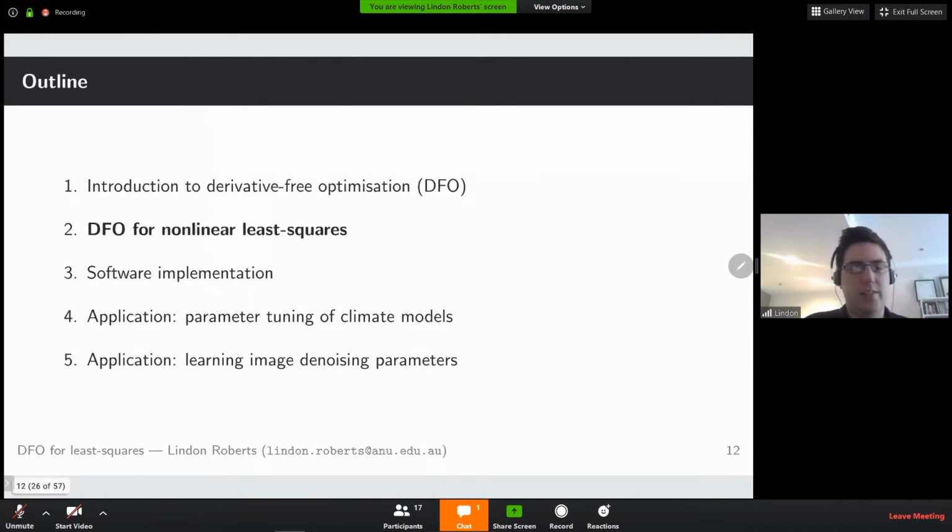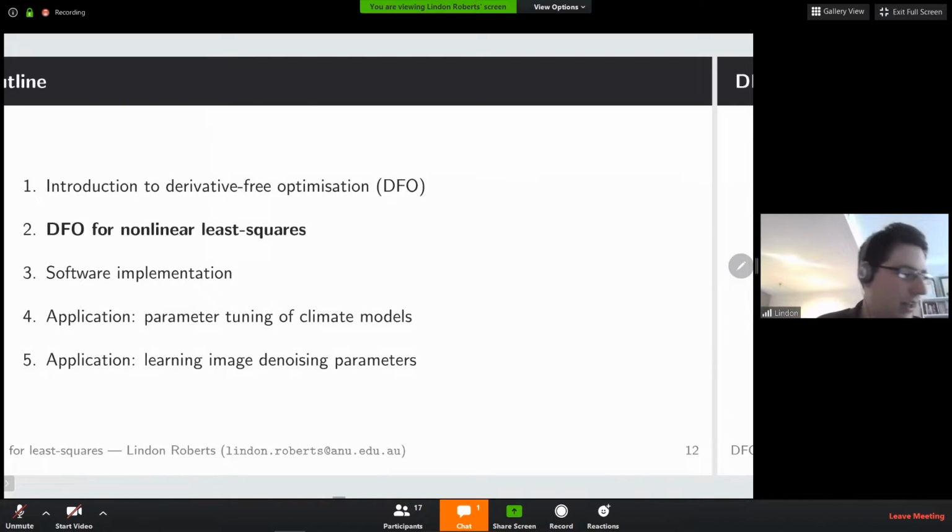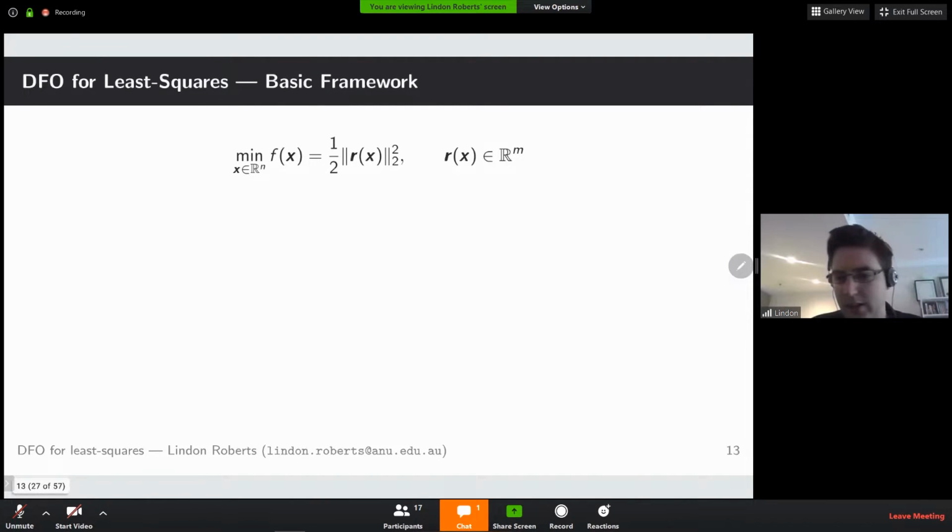Right, so that's a very quick introduction to at least the model-based flavor of DFO. So now let's have a look at how we can adapt it to least squares problems. I realize I'm running a bit short on time, so hopefully this won't take too long.